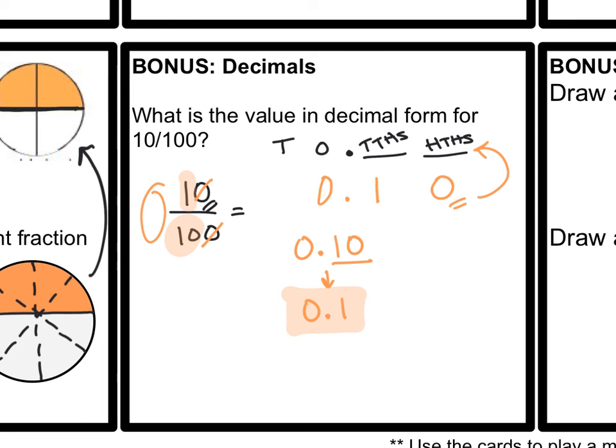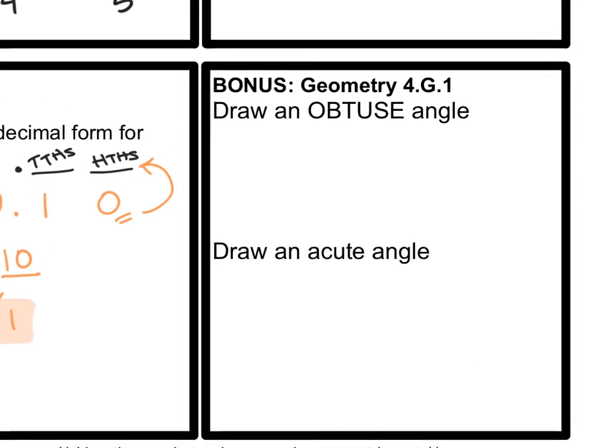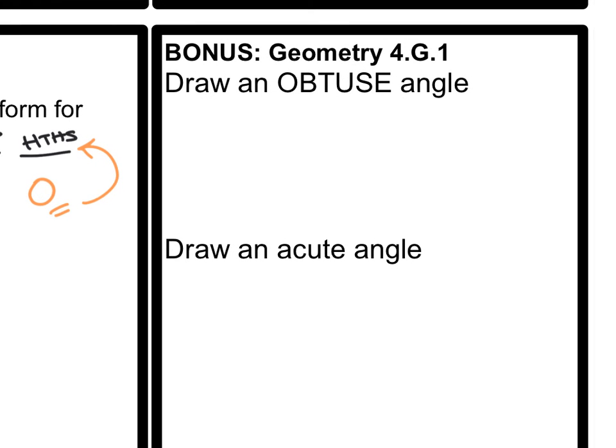Okay. And the last problem for today, draw an obtuse angle. If you remember correctly, an obtuse angle is going to be anything that's bigger than 90 degrees. So if our 90 degrees looks like this, like the corner of your paper, then you're also going to have an obtuse angle that's going to go like this, as long as it's bigger than 90 degrees.